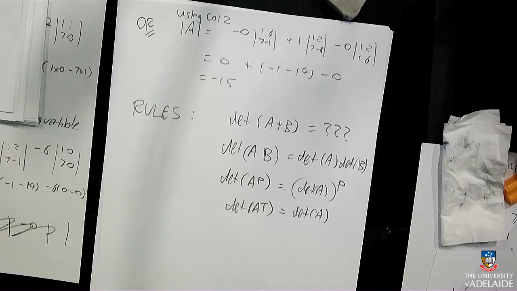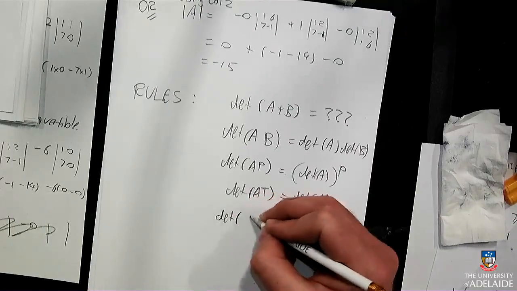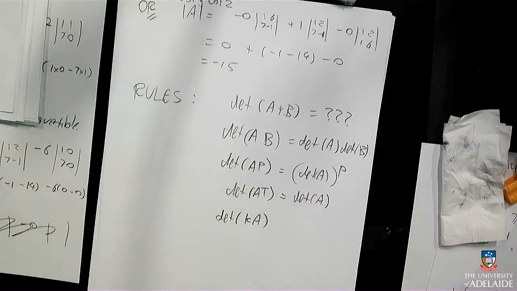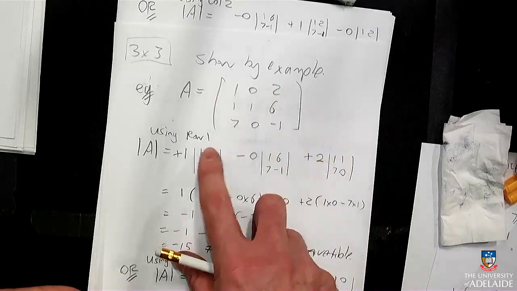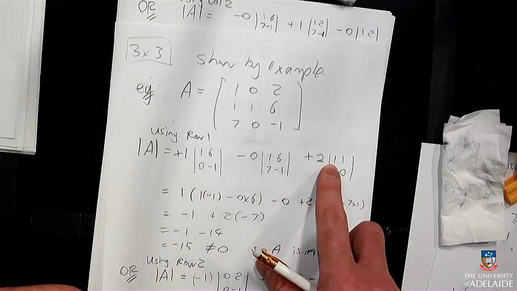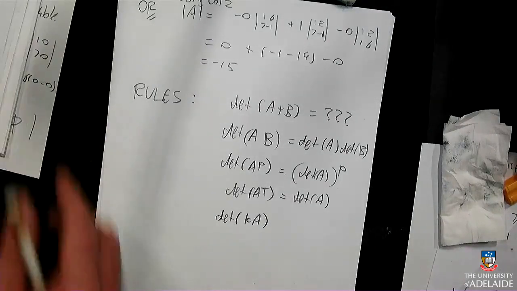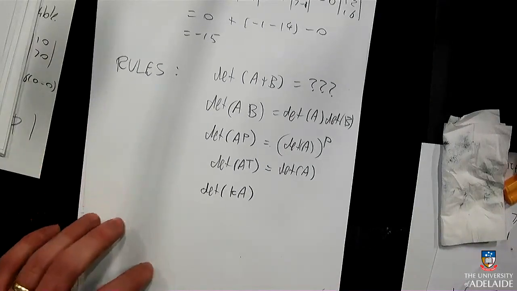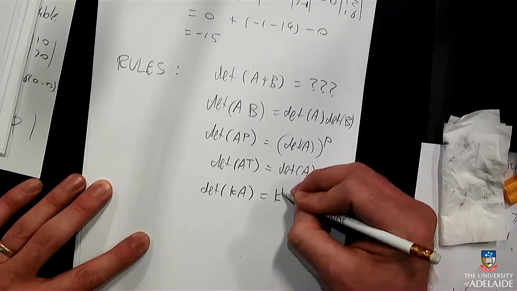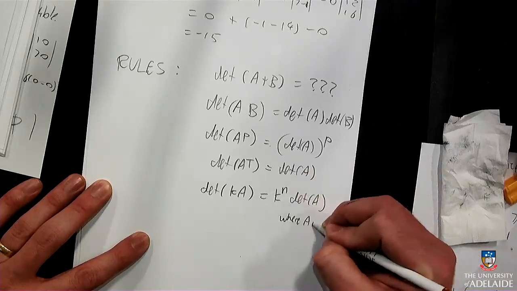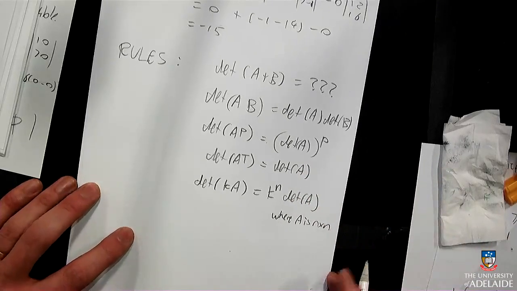And finally, what else was there? Scalar multiplication. This one's really interesting, actually. It turns out that if you multiply just one row by a particular number, then that'll multiply the whole determinant by that number. And the reason that works is, well, if all I did was multiply this row here, then that would have multiplied this number and this number and this number by a number. And that would have multiplied the whole determinant. So if you multiply an entire matrix by a number, you actually multiply the determinant n times, where A is n by n.